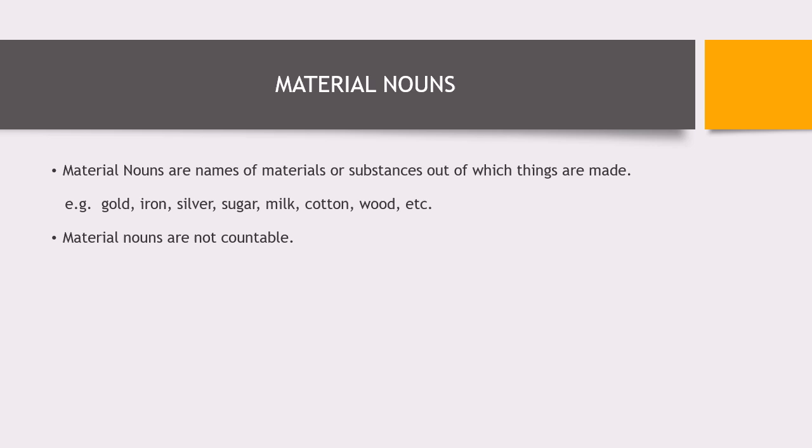Material nouns. Material nouns are names of materials, or substances, out of which things are made. For example, gold, iron, silver, sugar, milk, cotton, wood, etc. Material nouns are not countable.